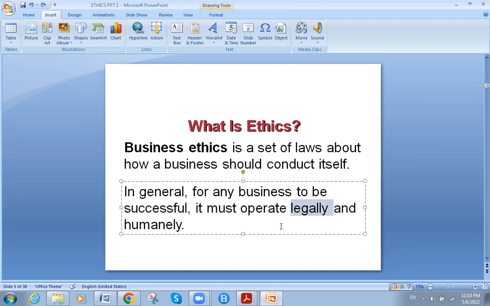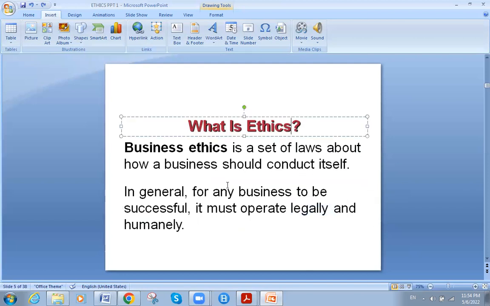Humanly means I have equity in treating people. Legally, there is no sexual harassment, no problems like this. Humanly, there is equity between all the workers and employees. You shouldn't favor some of them against others, and so on. So this is what we call business ethics.